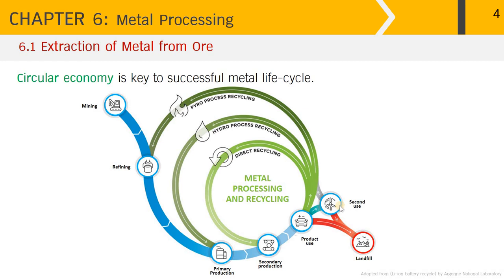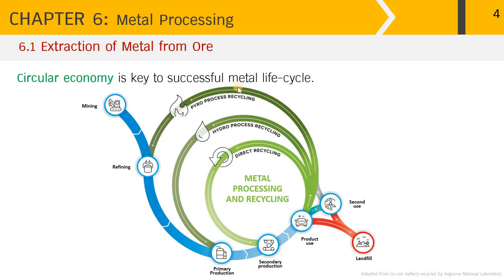First, try to reuse it. The second use will help to extend the metal life further. Or we can choose another option to close the loop like this. The first loop is to go through the secondary production. The second loop goes through hydro-process recycling, where the metal part will go through the primary production, secondary production, and then go to the customer again.